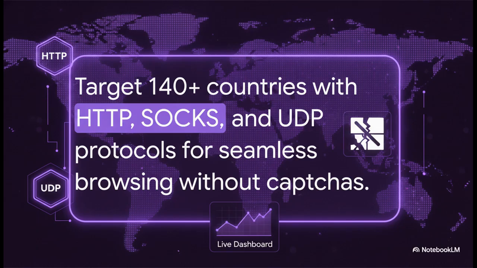You aren't just getting one random IP address. You can target specific locations across over 140 different countries. Plus, they support robust technical protocols like HTTP, SOCKS, and UDP, basically fitting any use case you throw at them. These features allow you to essentially set and forget your connection. You enjoy seamless browsing, zero CAPTCHAs, and live dashboard reporting to monitor your exact success rate. It just completely eliminates the entire headache of getting temporarily blocked.